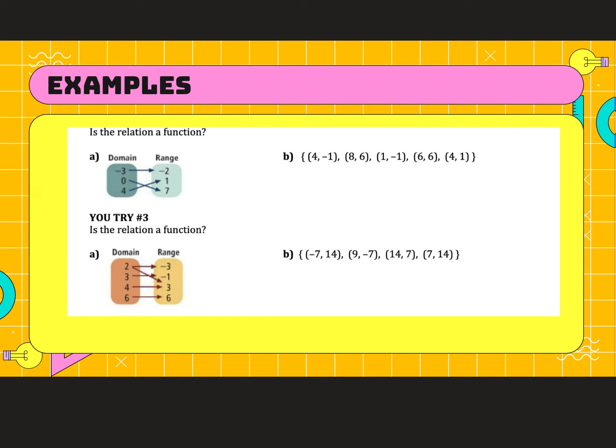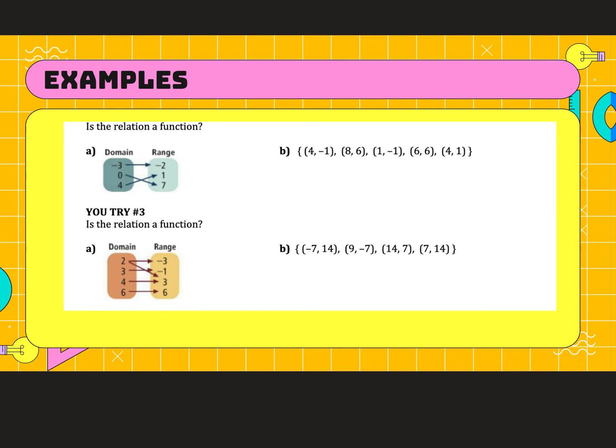We're going to look at determining whether a relation is a function. Looking here for A, my domain, I have -3, 0, 4. My range, I have -2, 1, and 7. This is a function because each element in my domain has one value in my range. Remember, domain is x, range is y. For B, B is not a function because we can see here that 4 has an output of -1 and 4 has an output of 1, so this is not a function.